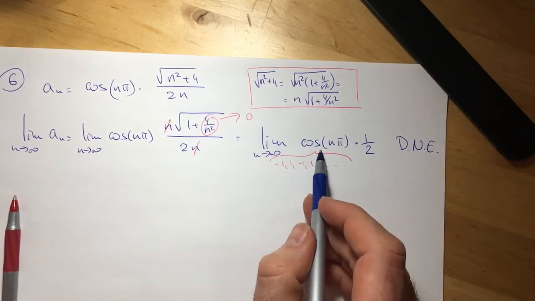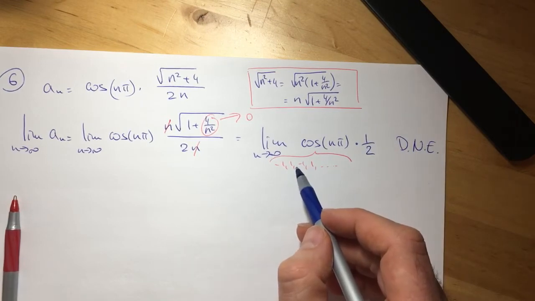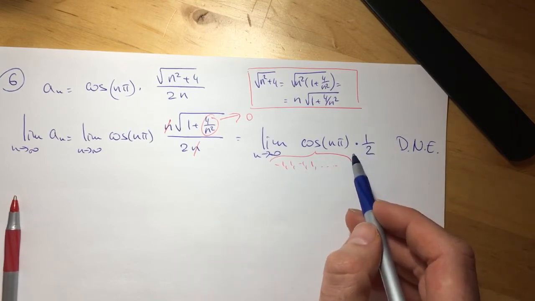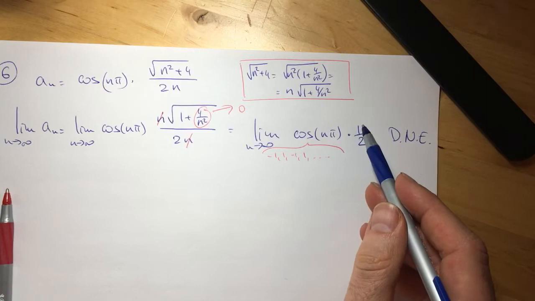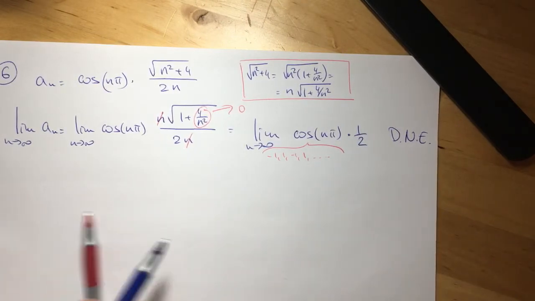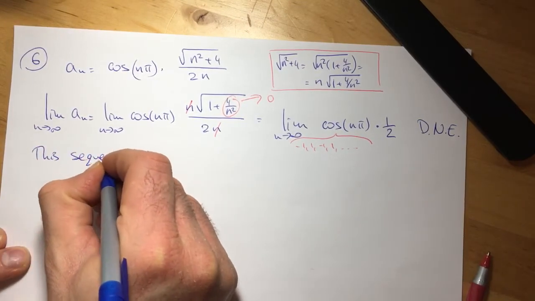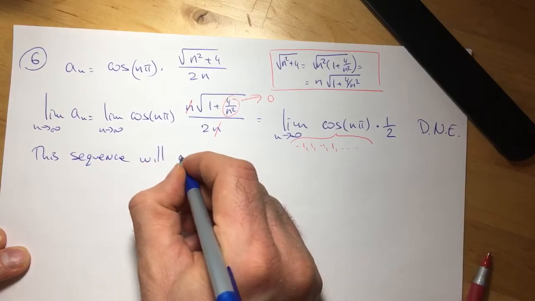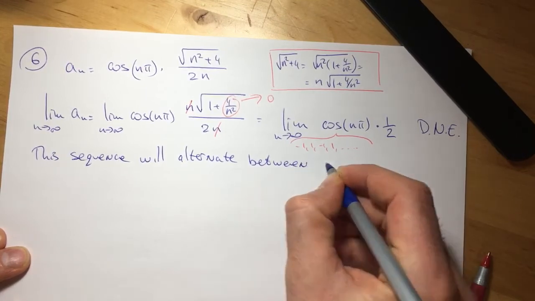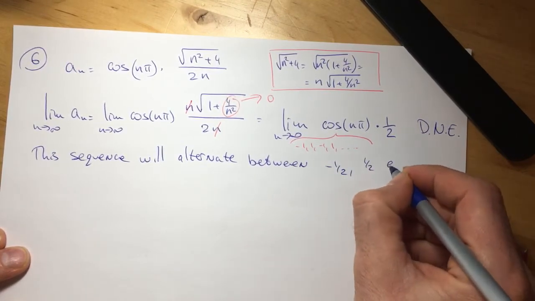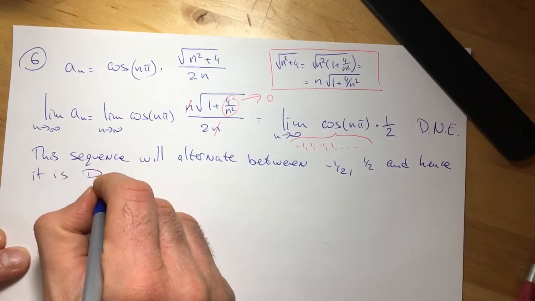Why does it not exist? Because eventually this sequence will just get on the values -1, 1, -1, 1, times 1/2. That means eventually this sequence will just get on the values +1/2, -1/2, +1/2, -1/2. So give me just an explanation here. This sequence will alternate between -1/2 and 1/2, and hence it is divergent.